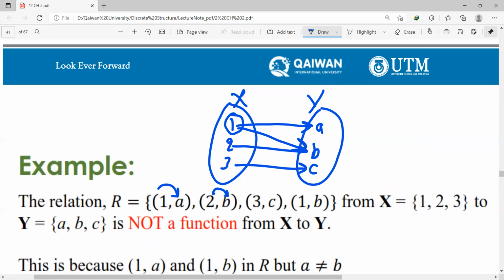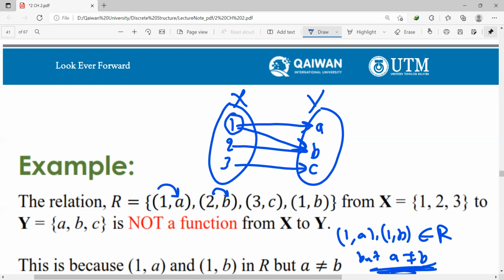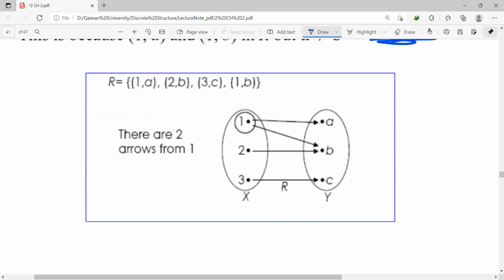So this is not a function also. Here we say (1,a) and also (1,b) belong to the relation, but A doesn't equal B. If any element of X has two different images, the images must be equal. If they are different, we say that's not a function, it's a relation.